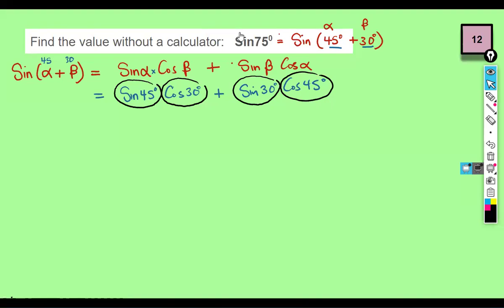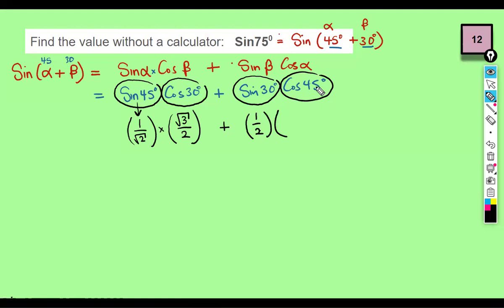If you look at your table, you will have realized that sine 45 is the same thing as 1 divided by the square root of 2. Let me just double check that. Sine 45. Yep. So we have 1 divided by the square root of 2. The cos 30 from your table is the same thing as the square root of 3 divided by 2, plus sine 30. Well, that's a half. That's an easy value. And cos 45 is also 1 divided by the square root of 2. So it's just to simplify this as much as possible.